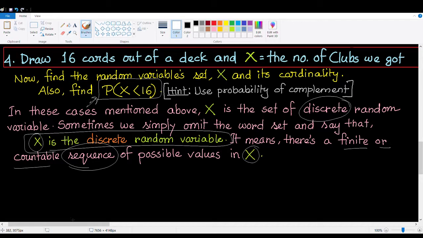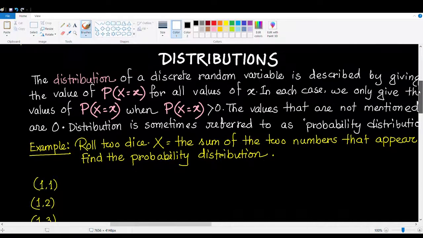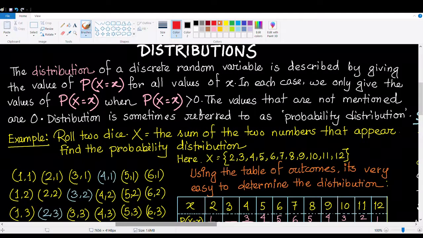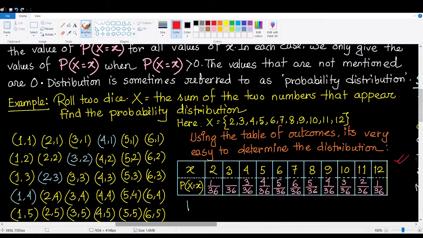Now let's go to distributions for random variables. The distribution of a discrete random variable is described by giving the value of p of x for all values of x. Suppose capital X is a set of random variables where small x denotes the elements in it. Now, if we start plotting the probabilities for each of the random variables in a table like this, then we call it the probability distribution, or simply the distribution for the random variable X.